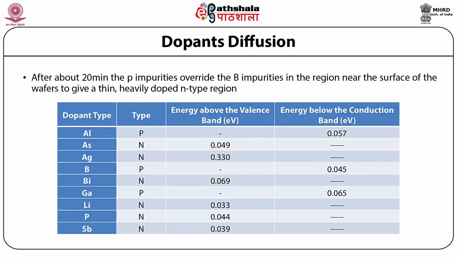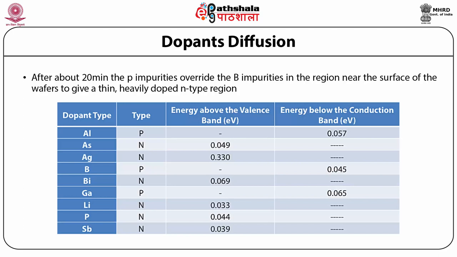However, this method has disadvantages. It is a batch process, it is costly, requires huge energy, and the diffusion occurs on both sides of the crystal. So the uniformity is poor, and they are having shallow junctions.